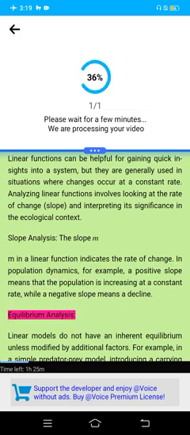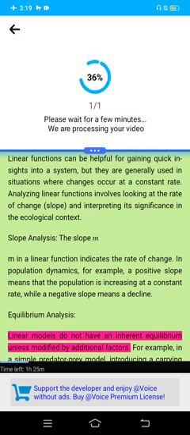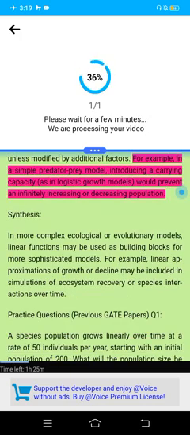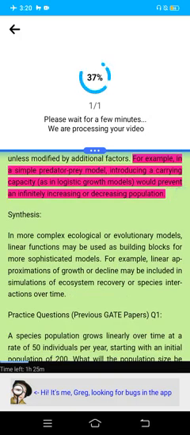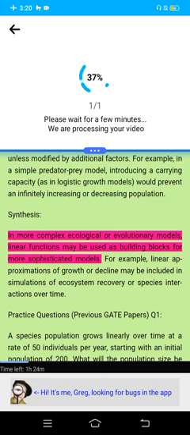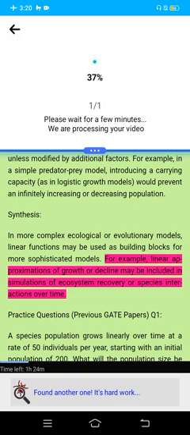Equilibrium analysis. Linear models do not have an inherent equilibrium unless modified by additional factors. For example, in a simple predator-prey model, introducing a carrying capacity, as in logistic growth models, would prevent an infinitely increasing or decreasing population. Synthesis. In more complex ecological or evolutionary models, linear functions may be used as building blocks for more sophisticated models. For example, linear approximations of growth or decline may be included in simulations of ecosystem recovery or species interactions over time. Practice questions.